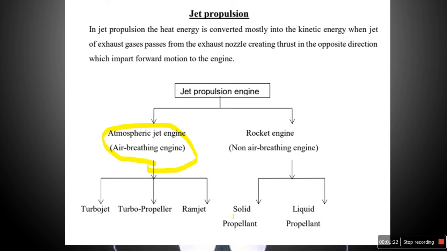The combination of the oxygen and the fuel we call a propellant, and the fuel may be in solid form or in liquid form. So we understood the main difference. In a jet engine we suck in atmospheric air and the fuel is carried in the combustion chamber, but in a rocket engine both the fuel and oxygen are available in the combustion chamber. This is the main difference between the rocket engine and the jet engine.